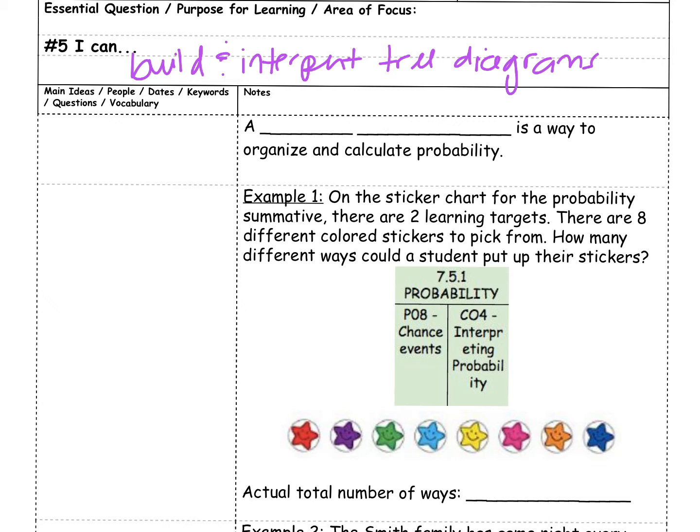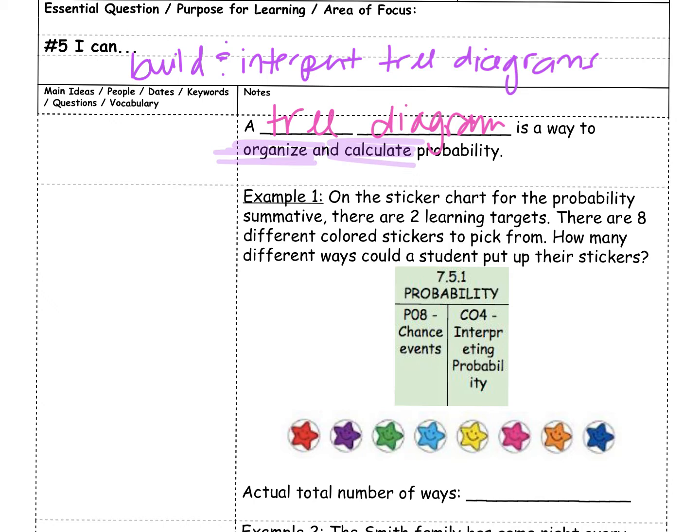And if you can't figure out our blanks, it says a tree diagram is a way to organize and calculate probability. And those are our keywords. We are going to organize all of our possibilities, and then we can also calculate all of our probabilities, which is really important, especially for your upcoming project.